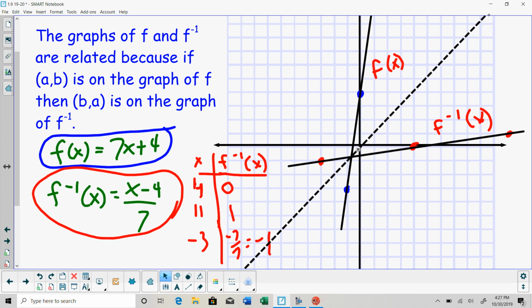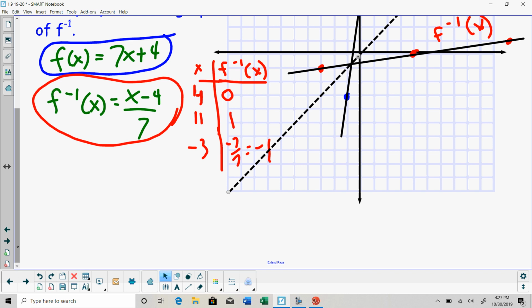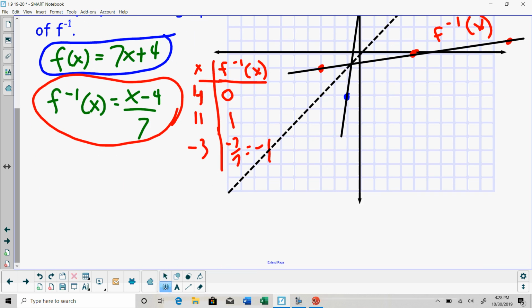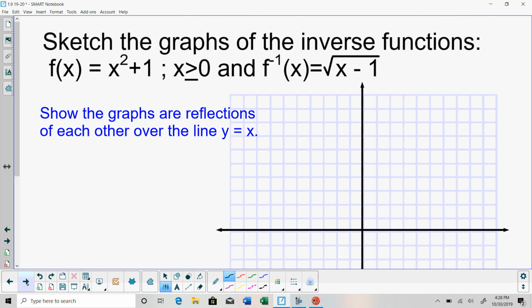So something like this. So they're mirror images over that line. And that's always going to happen when you graph functions and their inverses. They will always be mirror images over that line y equals x. That's the line y equals x. Okay, so let's practice graphing a few more inverse functions.